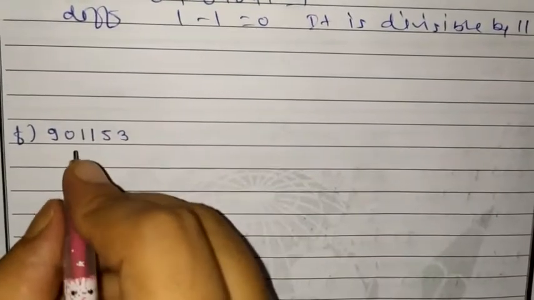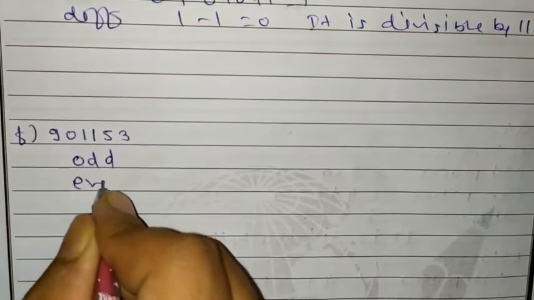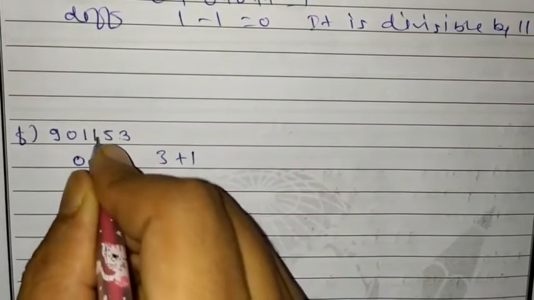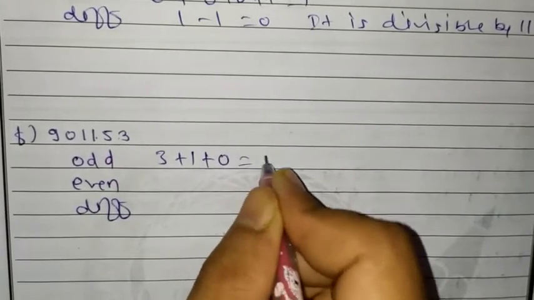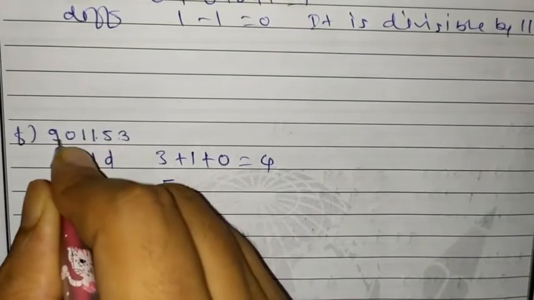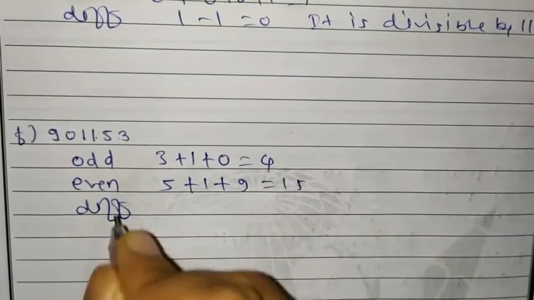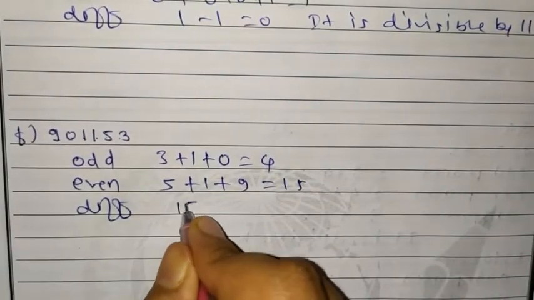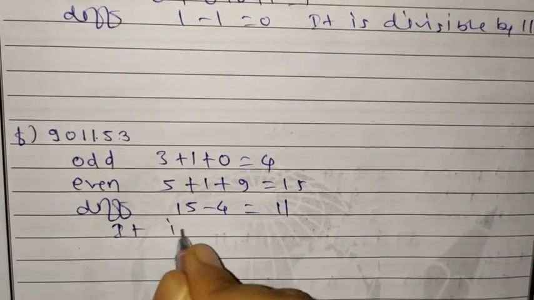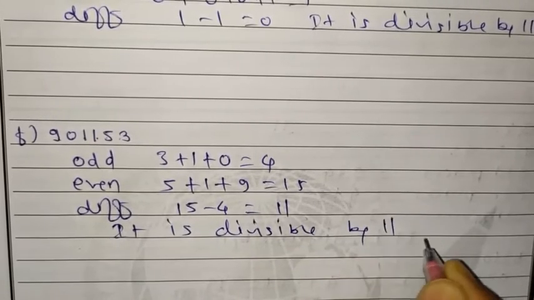Next one, F. Last question, last part of this question. Odd, even, difference. Odd: 3 plus 1 plus 0 equals 4. Even places: 5 plus 1 plus 9. 9 plus 1 is 10, 10 plus 5 is 15. So their difference is 15 minus 4, 11. It means it is divisible by which number? 11.